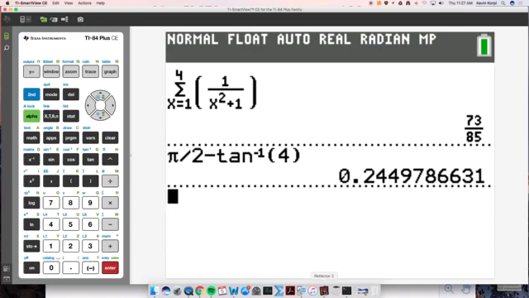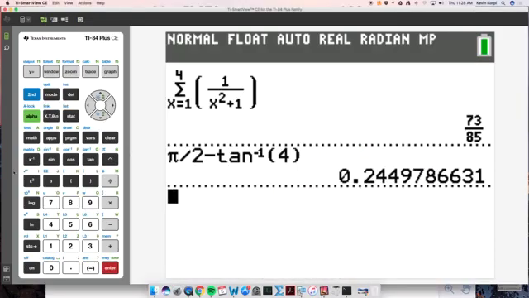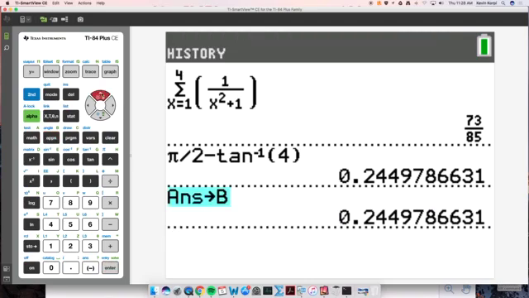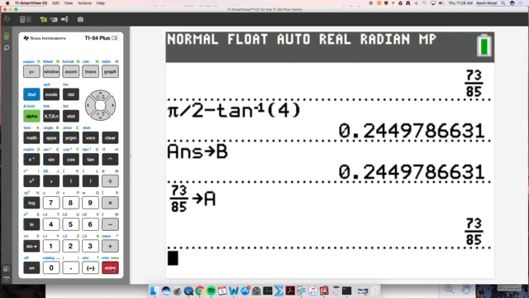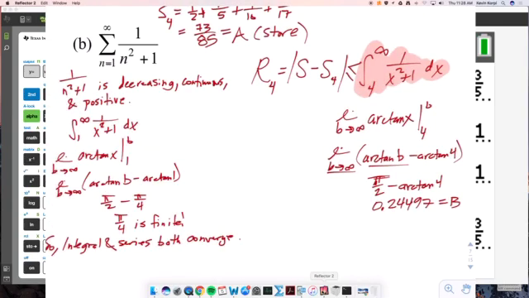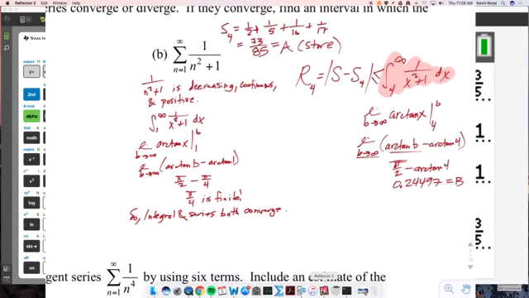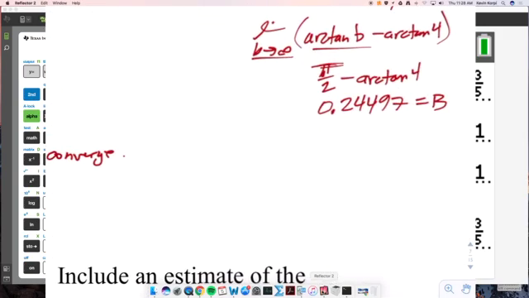Okay? So what I would do on my paper is store that as B. So from the calculator, just hit store alpha B. And the reason I want to store that as B is I do want to come back up here and store this one as A, just because it's going to make it a little bit easier here. So if I stored it as A on my calculator, I would write it on the paper.